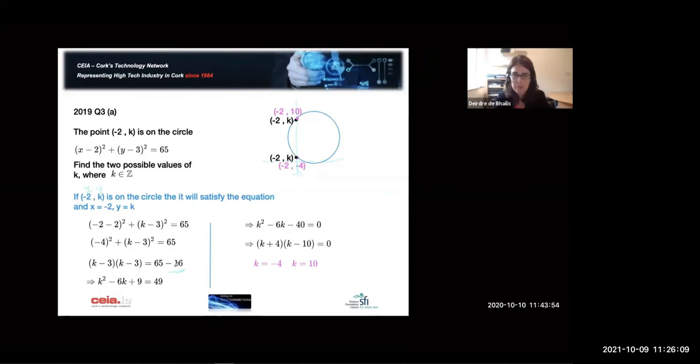We were looking for 2 possible values of k. We're told that k is a member of z, which means that's a valid answer and that's a valid answer. If we had been told that k was a member of n, the natural numbers, we would be discounting k is equal to minus 4 because negative numbers are not part of the natural numbers. If we had found a value of k is equal to 3.5, it wouldn't be part of z. It's just a thing to keep note of. But it is valid because minus 4 and 10 belong to z.